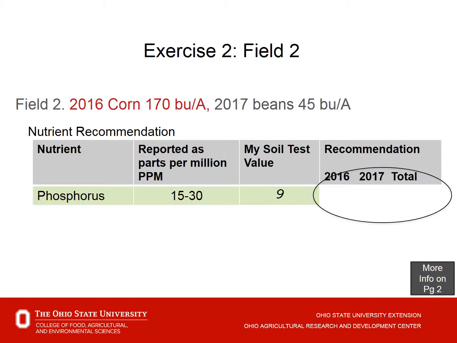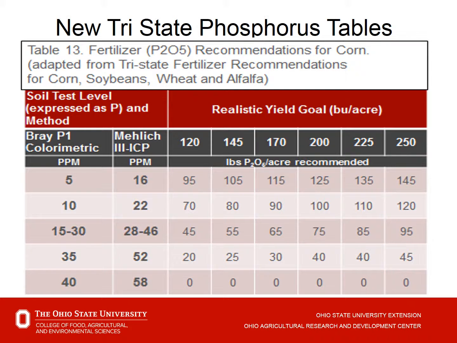Actually, what we have here is the 2016-17 recommendation needs for the soil test level of 9, and we can go back to that table 13 and pick out the corn information that we need to come up with that recommendation. The soil test value here is in Bray P1 parts per million, so we want to be in this column. We don't have a 9 number, but for today's exercise we'll consider 10 close enough.